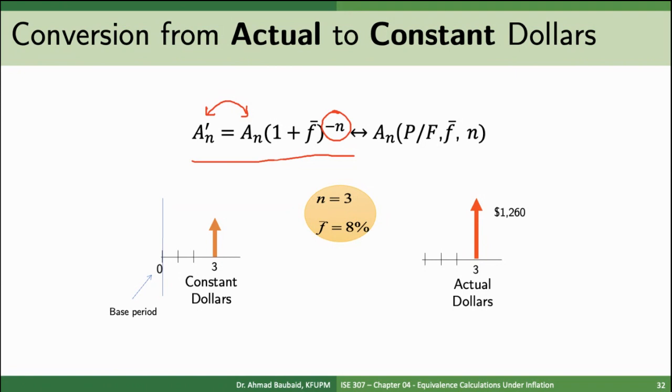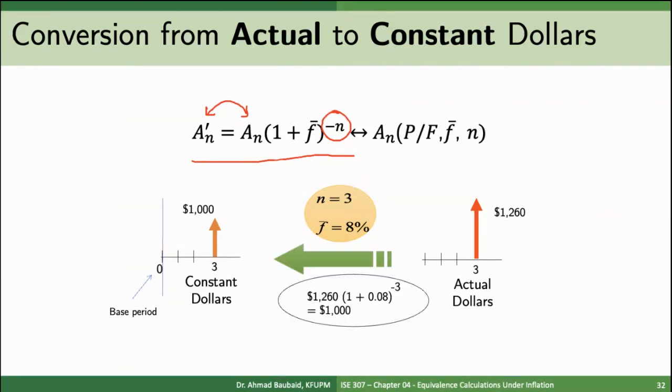So this is kind of like P given F. But I will keep saying this is converting from actual dollars to constant dollars, just to be consistent and to be clear. See here, in the example, we're given the reverse problem, exactly the reverse. If we apply the formula, we're going to get back our original $1,000. So there's nothing new here. It's just going in the opposite direction.